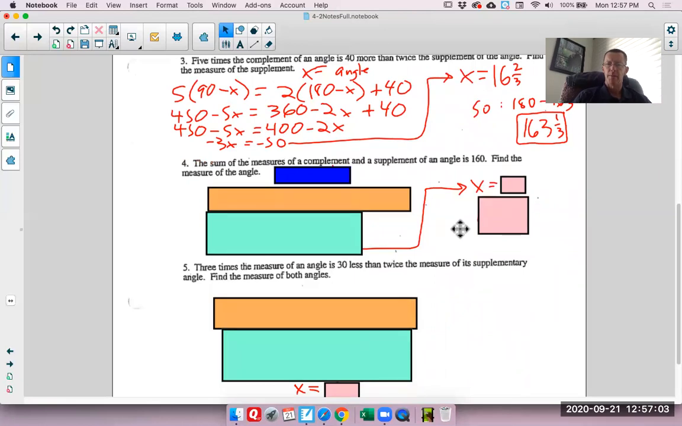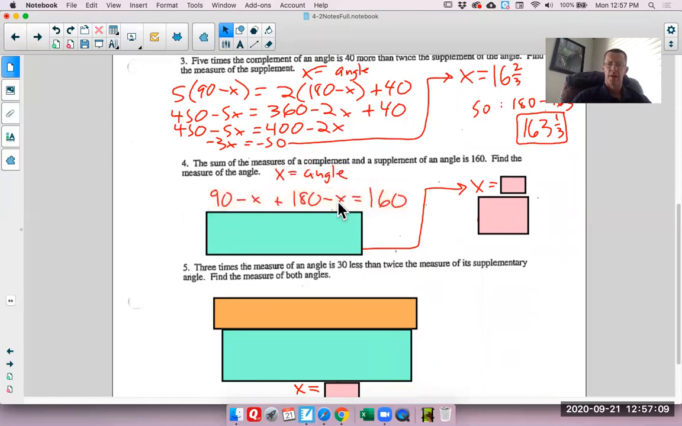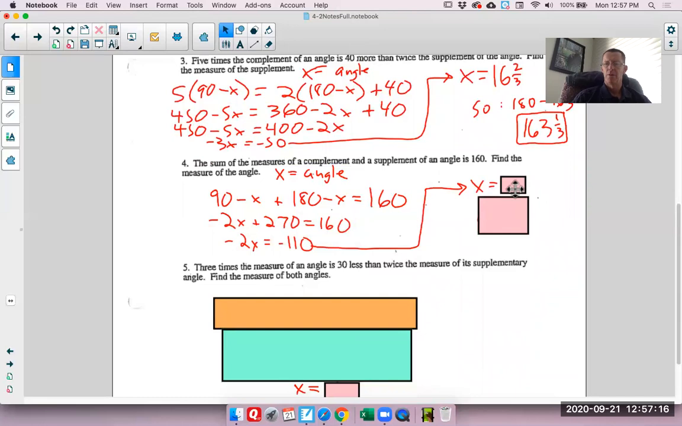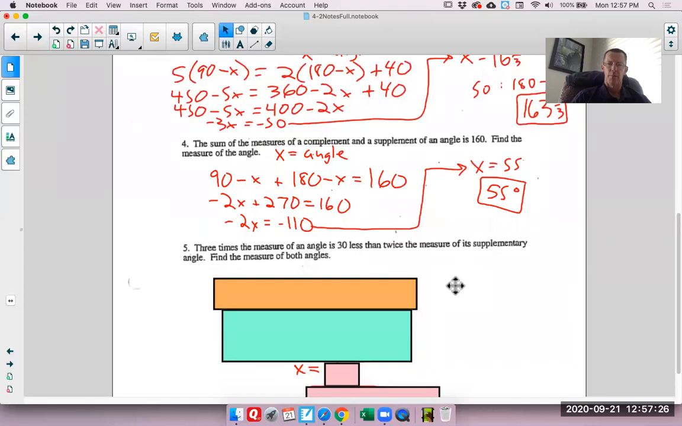The sum of the measures of a complement and a supplement of an angle is 160. Find the measure of the angle. So I'm going to set X equal to the measure of the angle. So 90 minus X would be the complement, 180 minus X would be the supplement. Add them together to get 160. Do the math, and hopefully you got 55. Again, you could have just left X equals 55 or just written 55. Degree sign is kind of not really all that important.